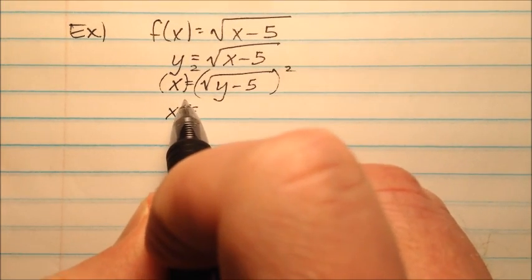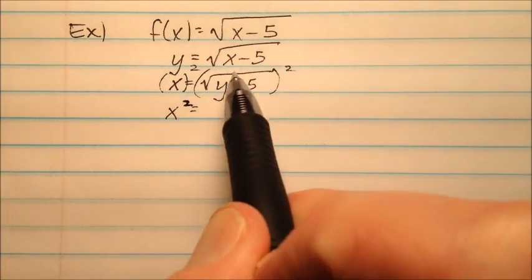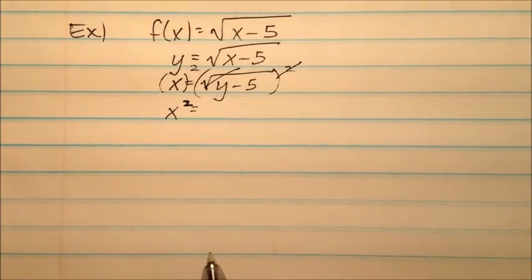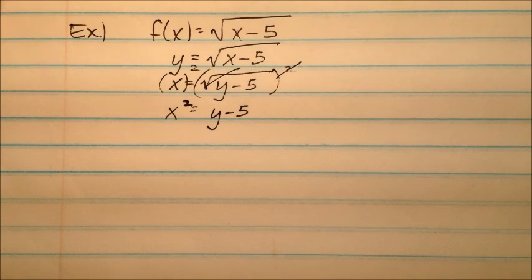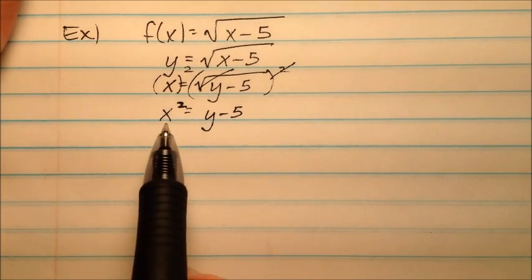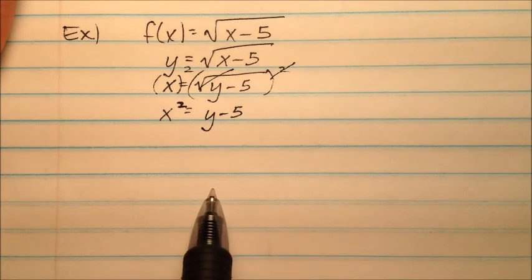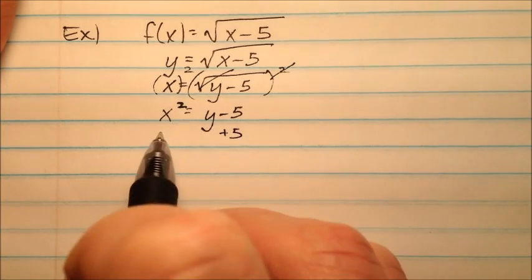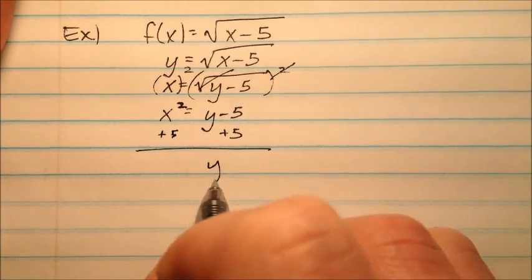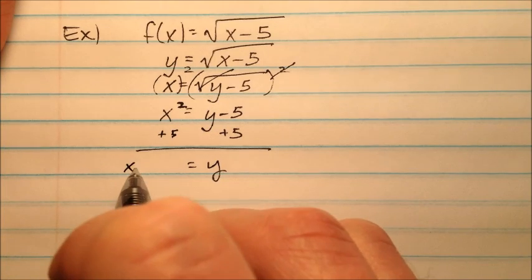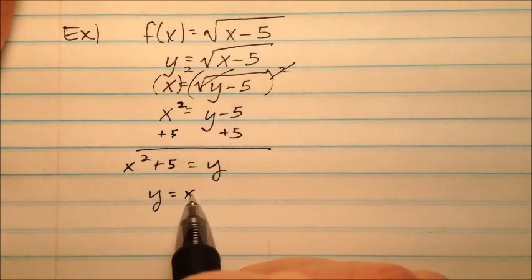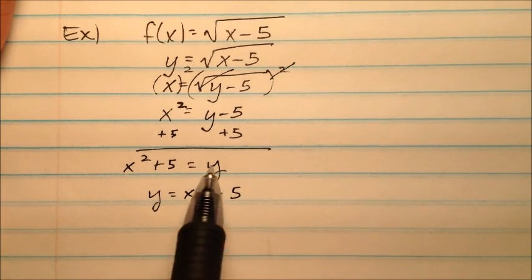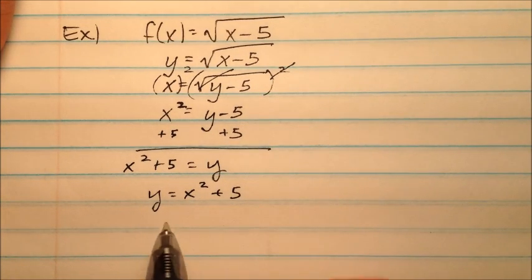So I have x squared over here on the left. And on the right, my square root and my square cancel out, and that releases my y minus 5 from being bound in that square root. So now I have x squared equals y minus 5. So I can add 5 to both sides, and I'm going to get y equals x squared plus 5. Or, of course, I can flip it around and say y equals x squared plus 5 this way, using the symmetric property of equality.